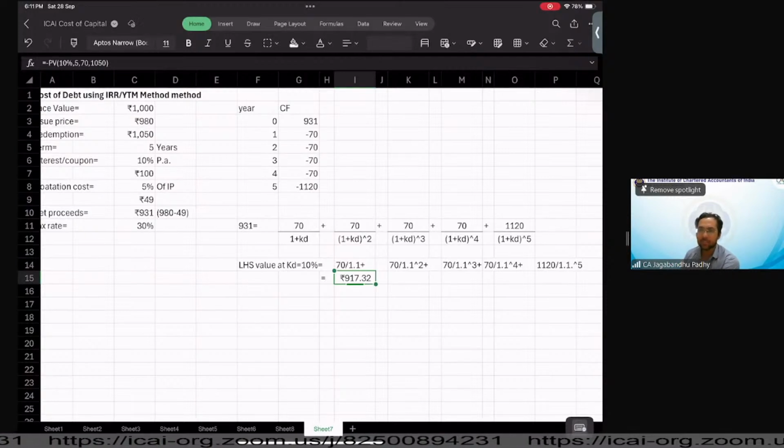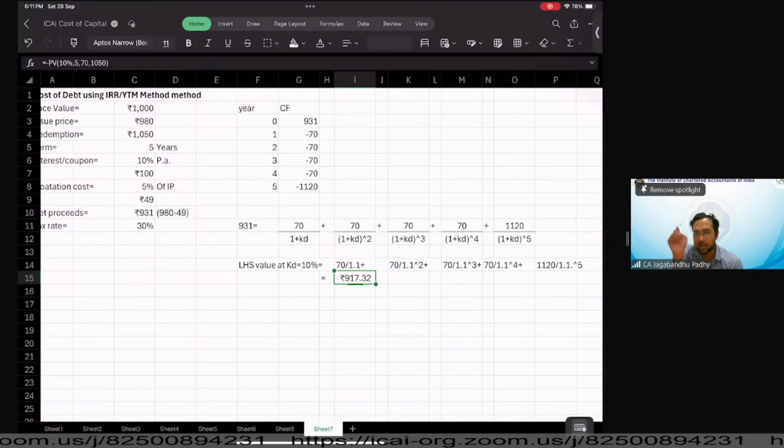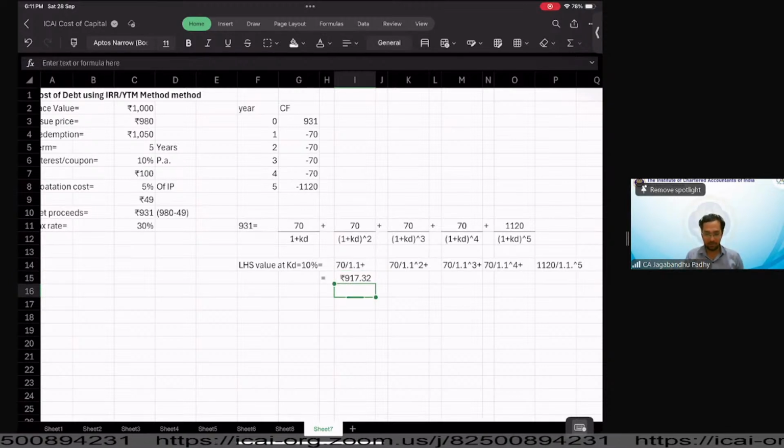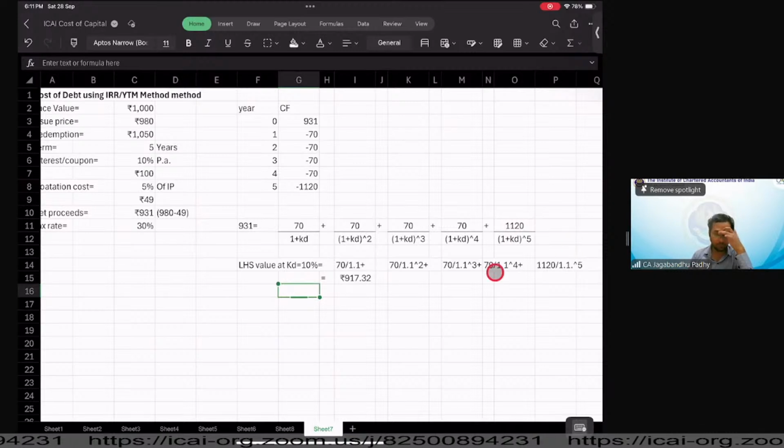To calculate power 3, just multiply and then press equal to twice. So it's like 1.1 into equal to will give you power of 2. Again equal to you will get power of 3. Again equal to will give you power of 4. Okay, 917.32.